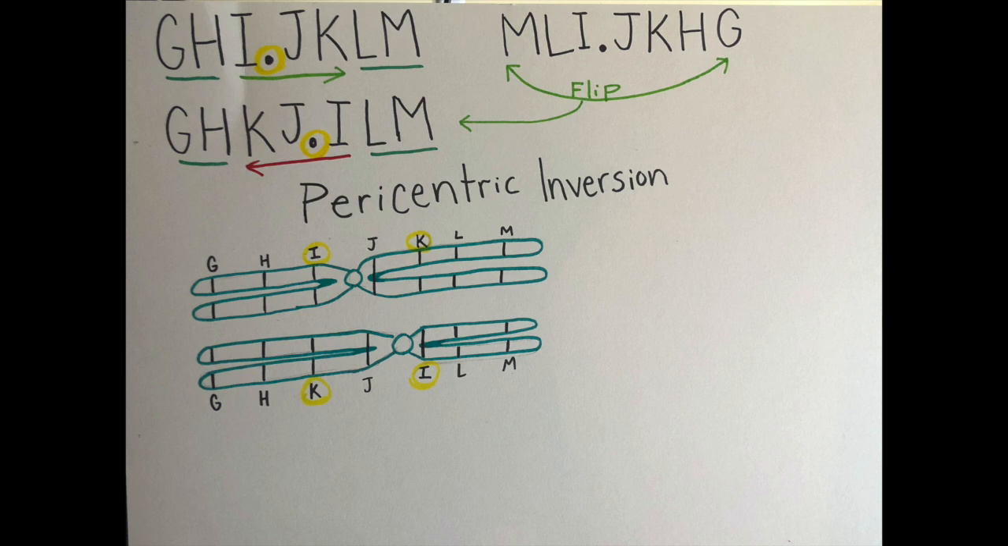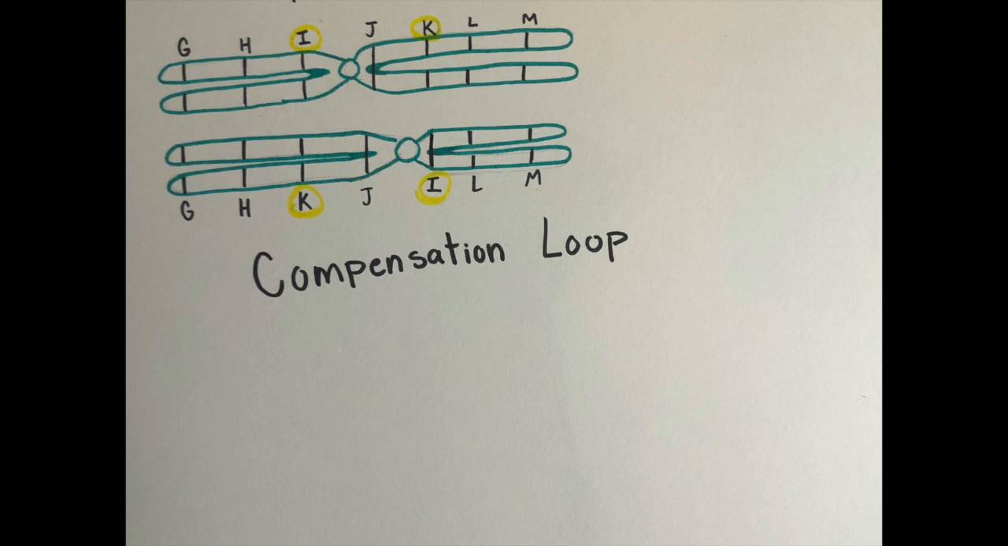So whenever we have one normal and one inverted chromosome, there's always going to be problems when they try to line up. As you can see in the middle, the centromeres don't line up, and neither do the regions K and I. So in order to have maximum pairing, we have to form what's called a compensation loop.